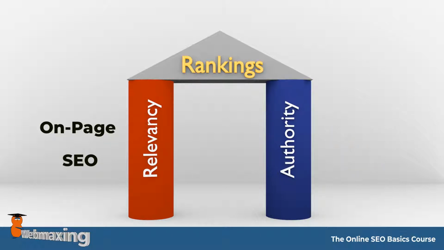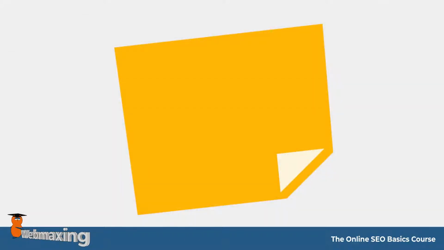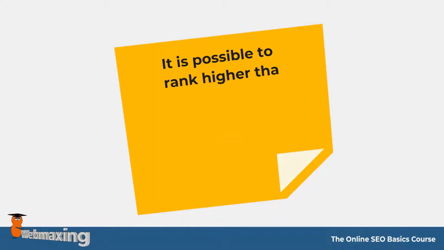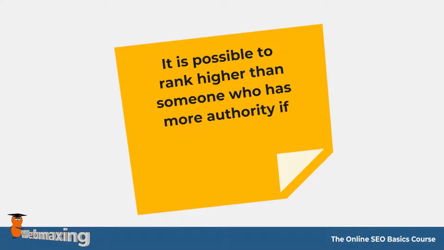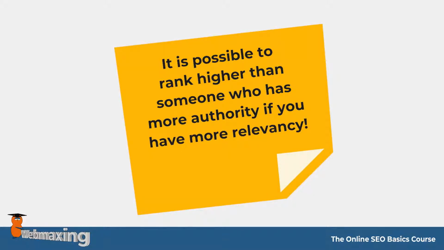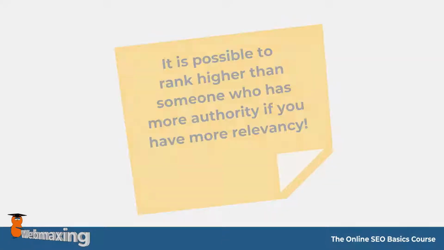In this course, we will begin with on-page SEO, increasing the relevancy of your pages. Because it does not matter how much authority you have, if search engines don't see you as relevant to the search you want to rank for, you won't rank. This gives us an important SEO principle. It is possible to rank higher than someone who has more authority if you have more relevancy. We'll see how you can take advantage of this to outrank your competitors in this course.